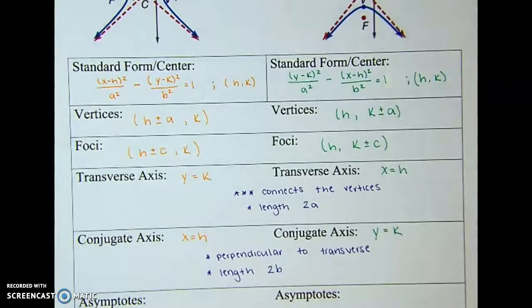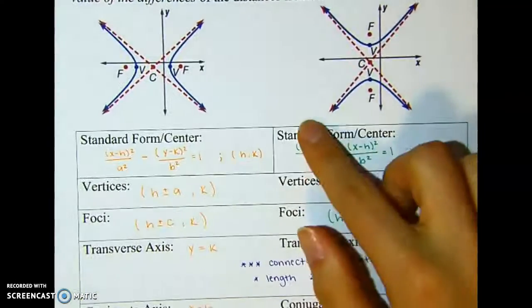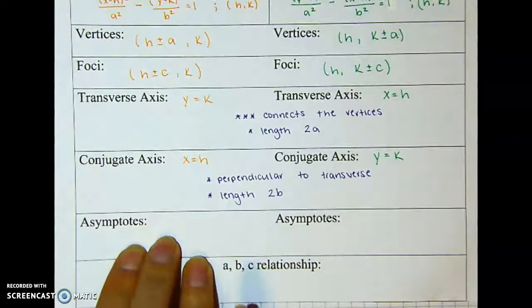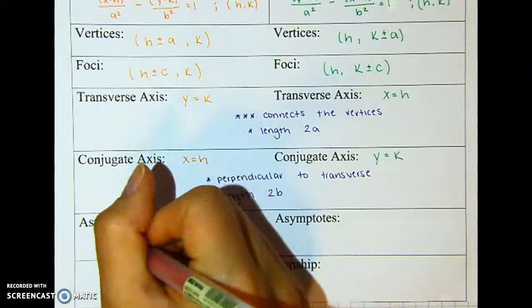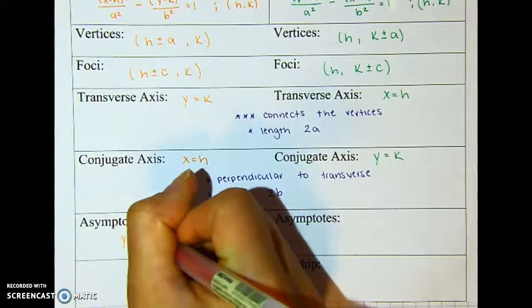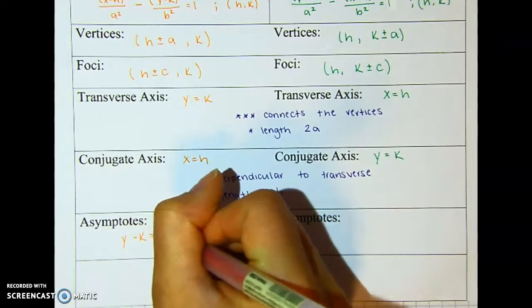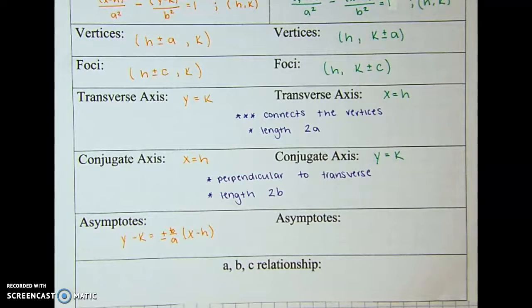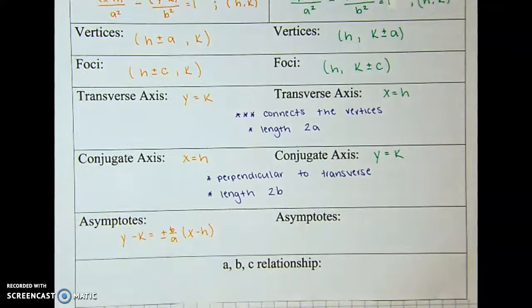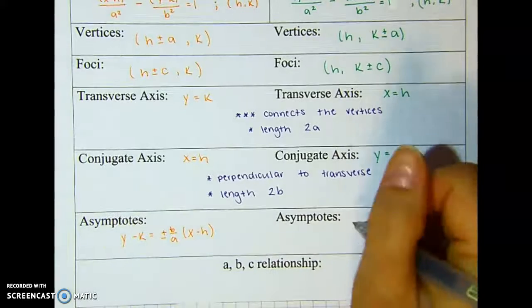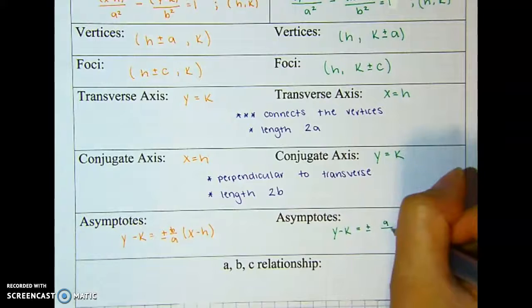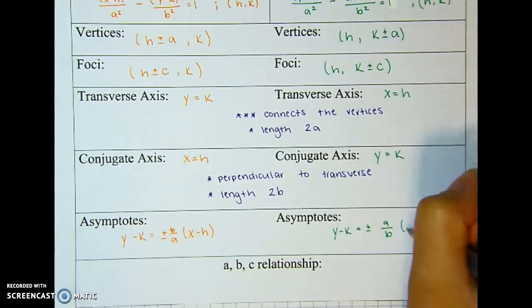All right, and then as you can see, these dashed lines are going to be asymptotes. So you'll notice that it's getting close, but it's never actually going to intersect here because they're asymptotes. So for this first standard form equation, the asymptote equation will be y minus k equals plus or minus b over a times (x minus h). So it's just a linear equation where the slope is b over a. And then for this one, it will be y minus k equals plus or minus a over b times (x minus h).